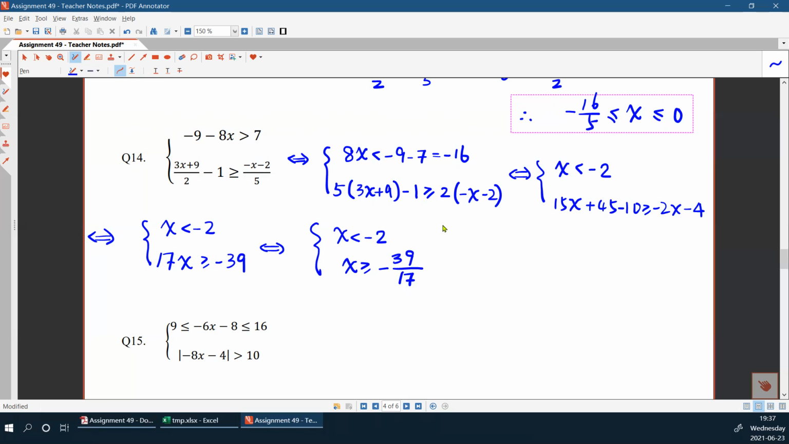Okay, so can we combine these two solutions? To check this, we need to determine the relative positions of these two numbers, which is larger, right? So minus 39 over 17 is around minus 2.294 something, right? So minus 39 over 17 is a smaller number.